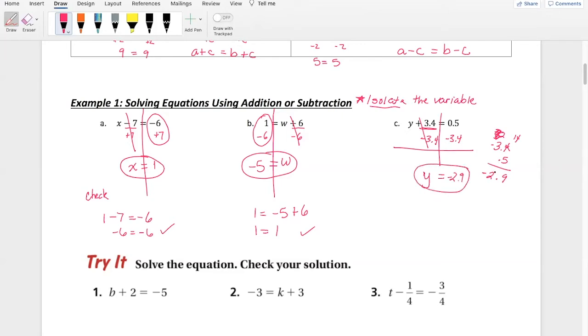All right. This is also a section where I don't mind if you guys use calculators. So if you want to double check your work, use the calculator to do that, so you're not spending all your time. Then we can double check. Negative 2.9 plus 3.4. Does it come out to 0.5? Yes, it does.